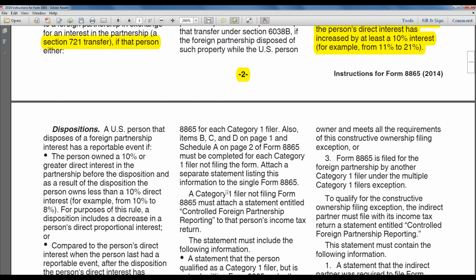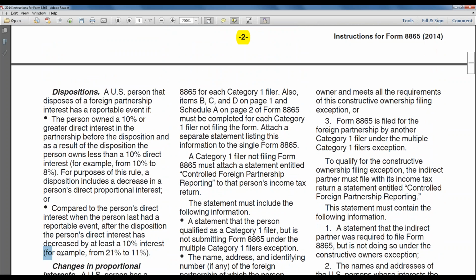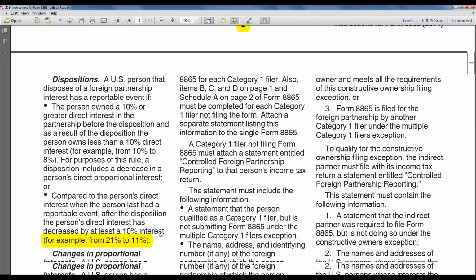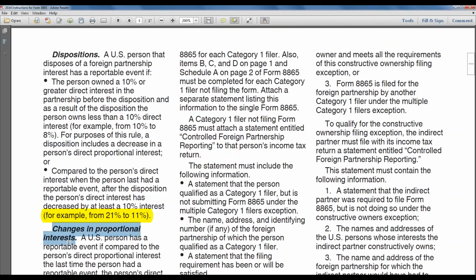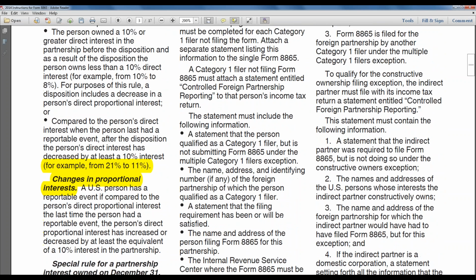Disposition, same thing, looking at direct interest, once again, changing in the value, change of proportional interest. These are planning opportunities. If you have a client in a foreign partnership, which I have never had, they always seem to be in foreign corporations, but if you do, here are some planning opportunities. Once again, the planning opportunities are used more when you have a foreign partnership with people in other countries, quite often a family arrangement.